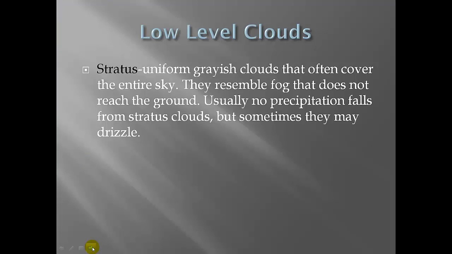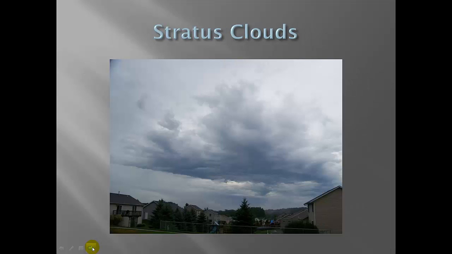Low-level clouds are stratus. They're pretty much gray. They cover the entire sky. Quite often you don't see any precipitation from these clouds. Every once in a while you might see some drizzle. Kind of boring, but we get them during the winter around here quite a bit. Here's a picture of a stratus cloud covering the entire sky. Actually, all the pictures I took on this are of my own. This is looking off the front yard, and this gray covering the entire sky.